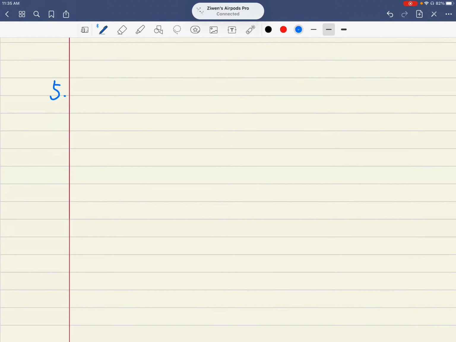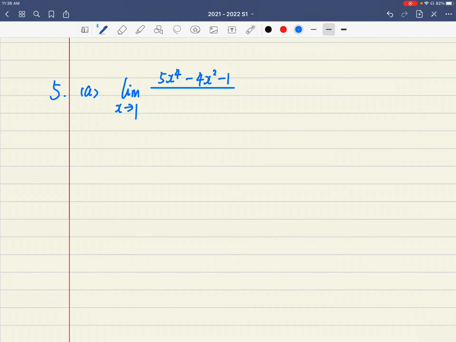Problem 5, use L'Hopital's rule. So when can we use L'Hopital's rule? For example, let's look at part 1, when x is approaching 1. We always use L'Hopital's rule when it's a function over another function, when it's the limit of a function over another function.